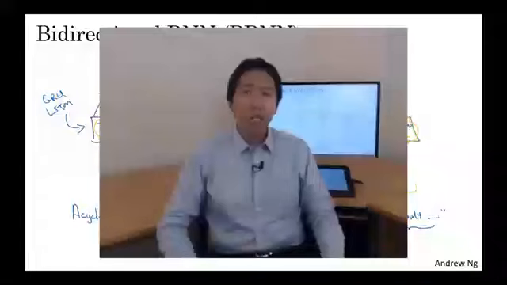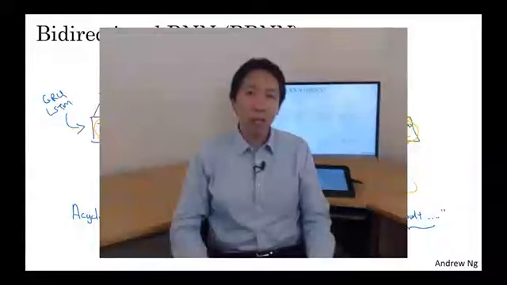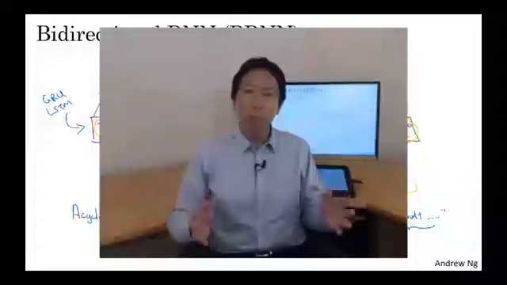The disadvantage of the bidirectional RNN is that you do need the entire sequence of data before you can make predictions anywhere. For example, if you're building a speech recognition system, then a BRNN will let you take into account the entire speech utterance, but if you use this straightforward implementation, you need to wait for the person to stop talking to get the entire utterance before you could actually process it and make a speech recognition prediction.